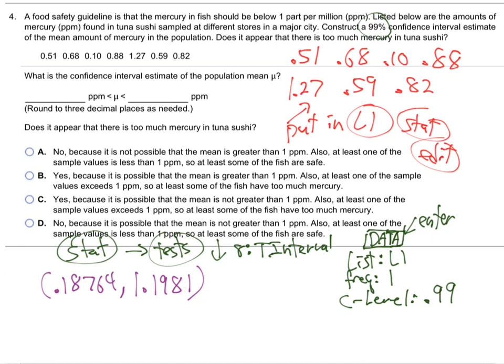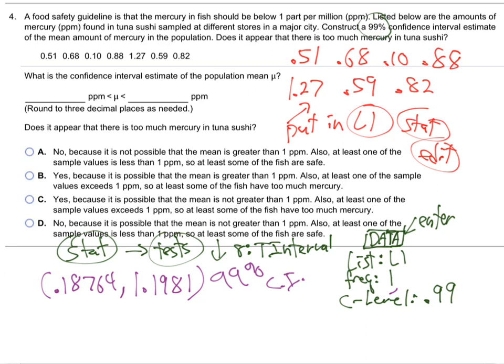So before we even read all this stuff, just real life, what do you think? This is what matters. This is what you will read and interact with most likely. This 99% confidence interval, what is it saying to you? Is there too much mercury in tuna sushi? Yeah, how do you know? Yeah, because it's all about 1, right? Remember, the food safety guidelines said you shouldn't have more than 1, and 1 is in our interval.